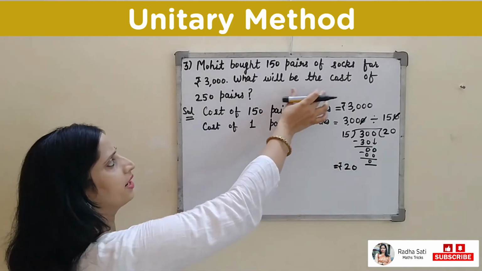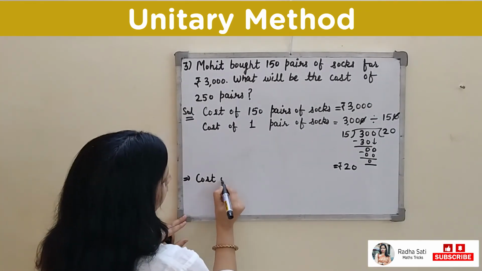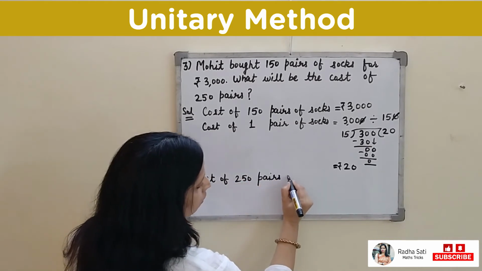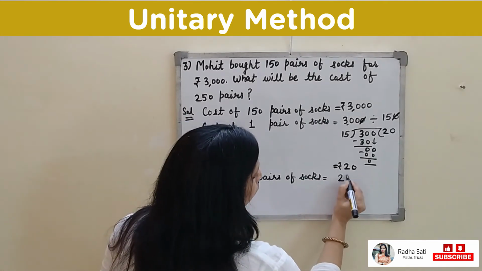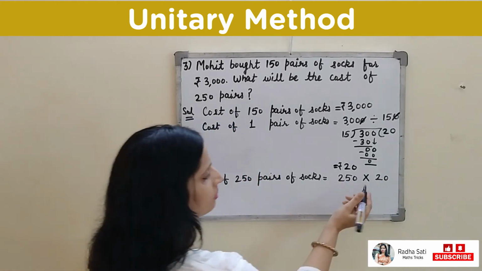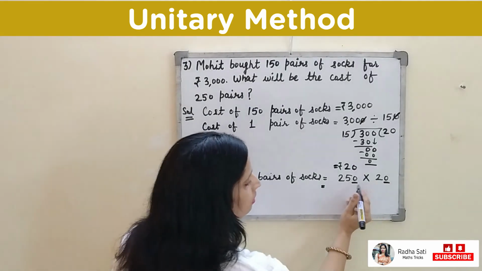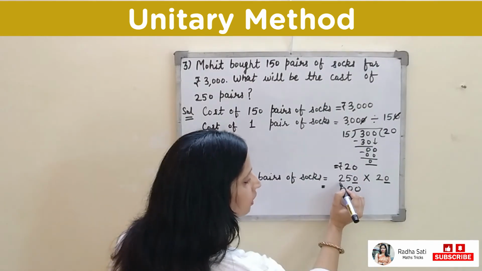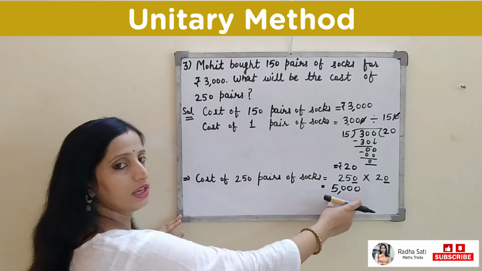So now we can easily find out the cost of 250 pairs. So we will write cost of 250 pairs of socks. It will be 250 multiplied by 20. So you can easily multiply this 10 and 10. So this means first we will put 2 zeros. Then we have to multiply only 25 by 2. This remaining numbers. So 25 2s are 50. So it will be 5000.